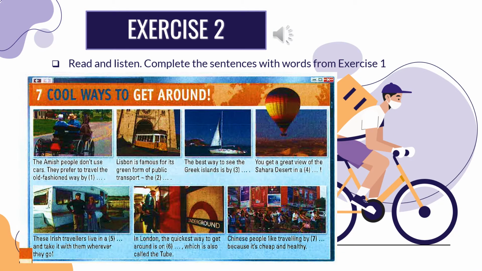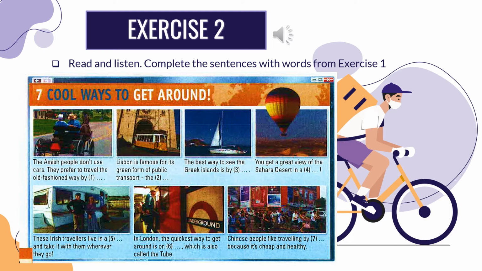Exercise 2. Now, before we start this exercise 2, I want you to copy down this article of the 7 cool ways to get around in your E1. Once you are done, you are going to come back and complete exercise 2. Are you done copying? Alright, now let's read and listen, and then complete the sentences with words from exercise 1. Shall we start?